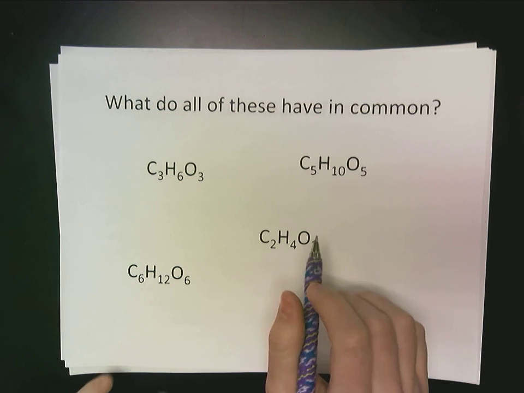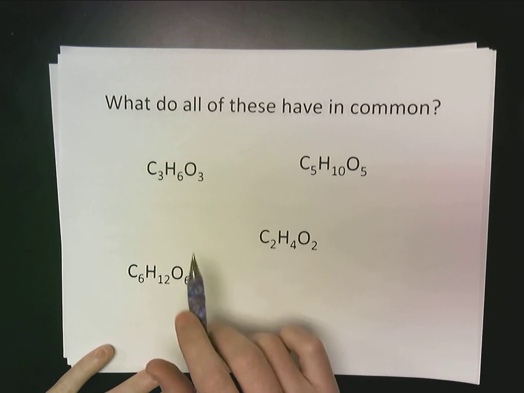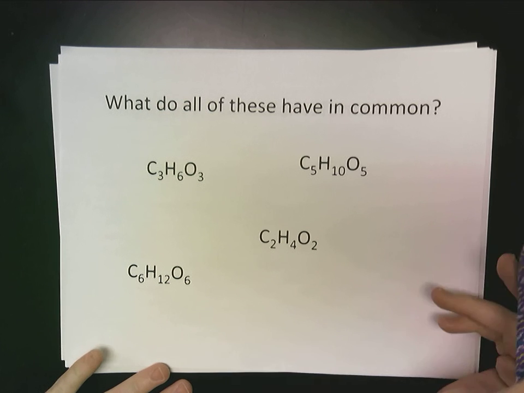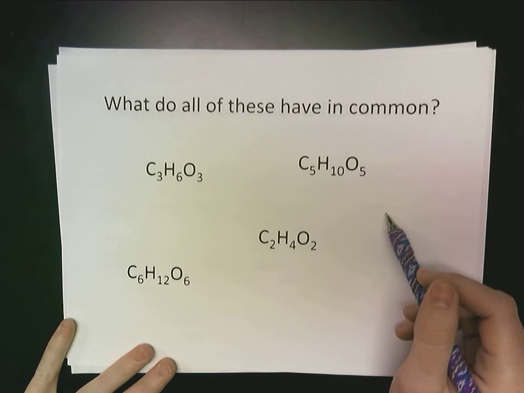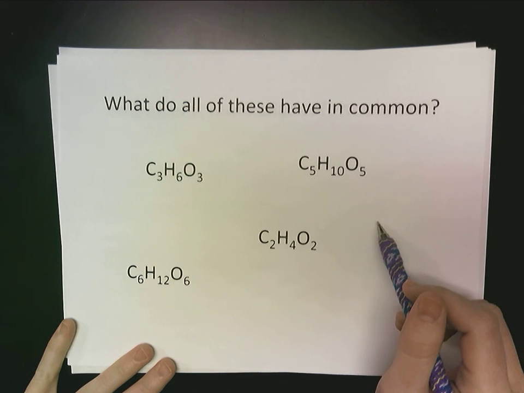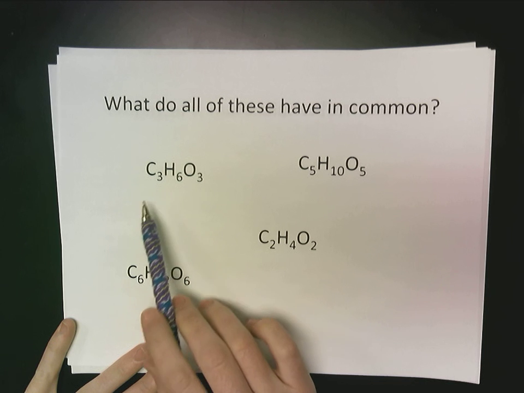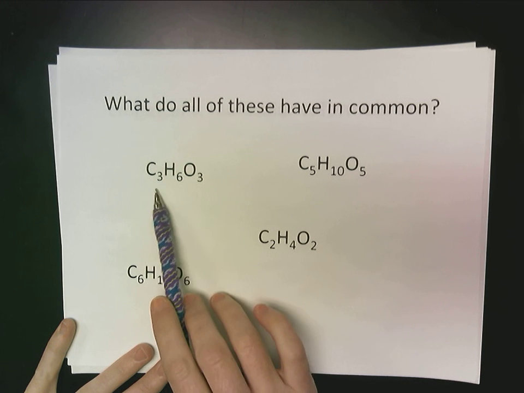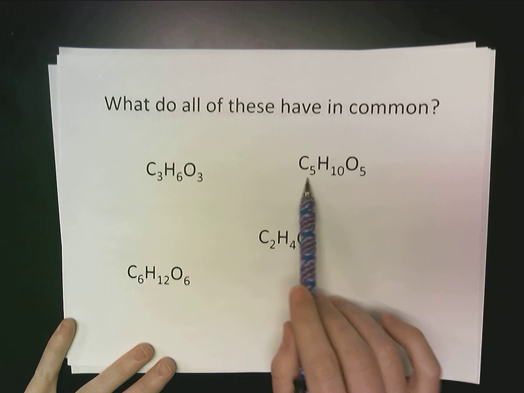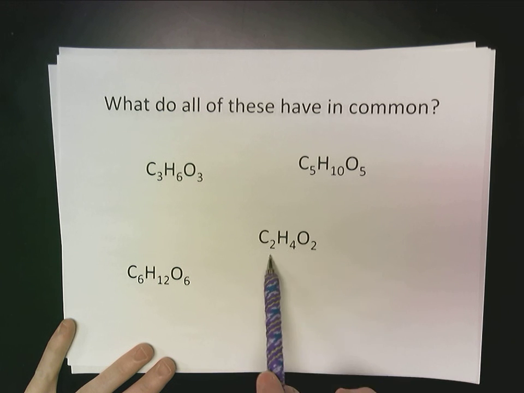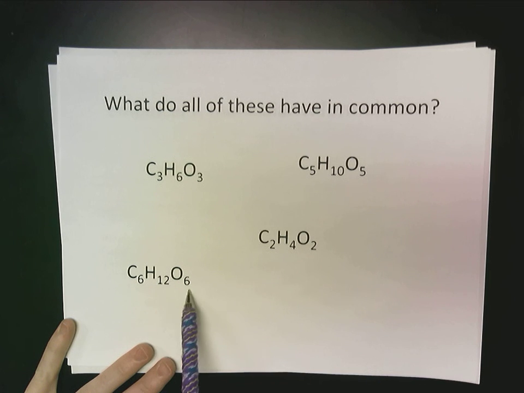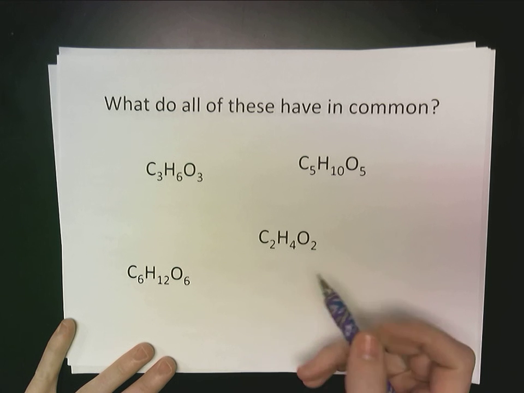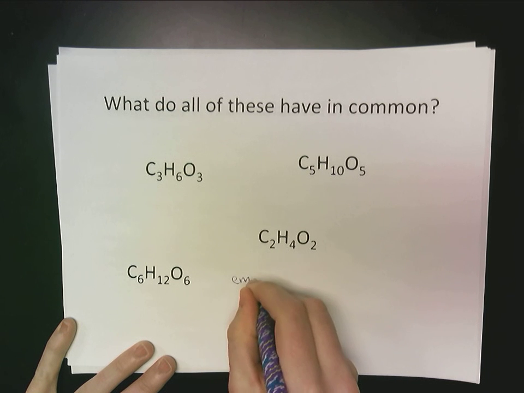Okay, let's start with this question. What do all of these molecules have in common? If you look at them, what we see is that in this case the ratio is 3 to 6 to 3 carbons, hydrogens to oxygens. Here it's 5 to 10 to 5. Here it's 2 to 4 to 2, 6 to 12 to 6. What all of these have in common is what's called an empirical formula.